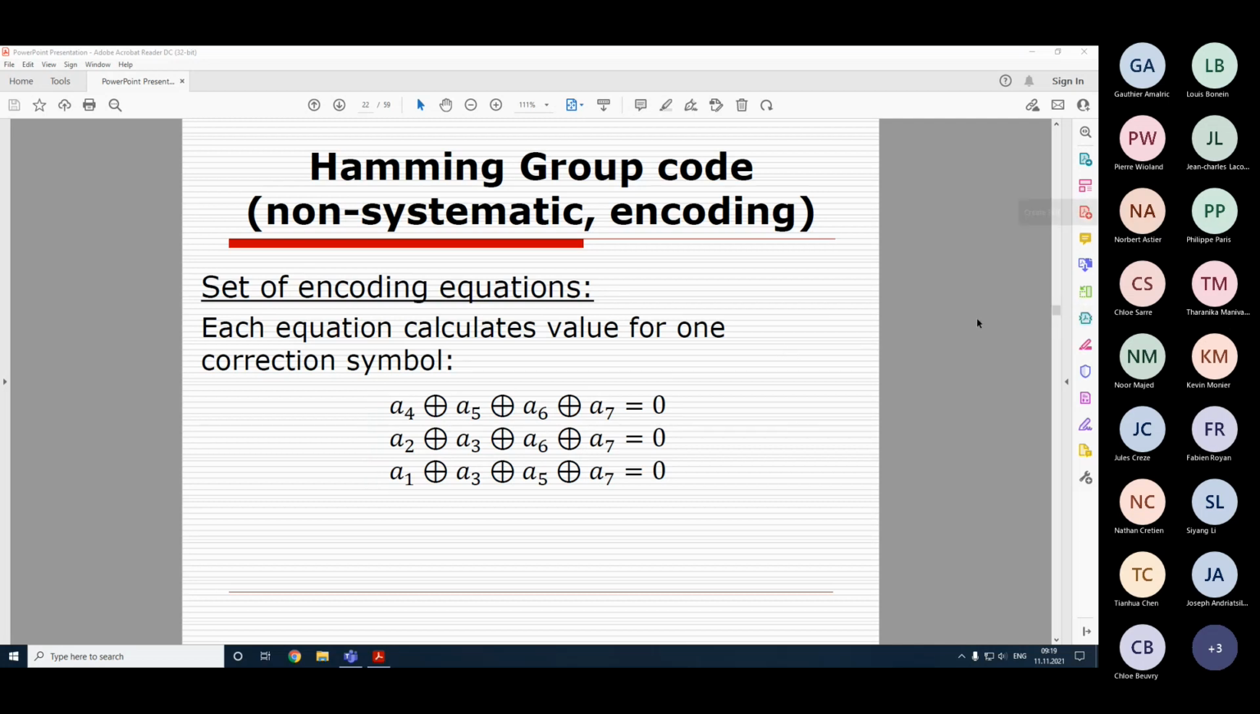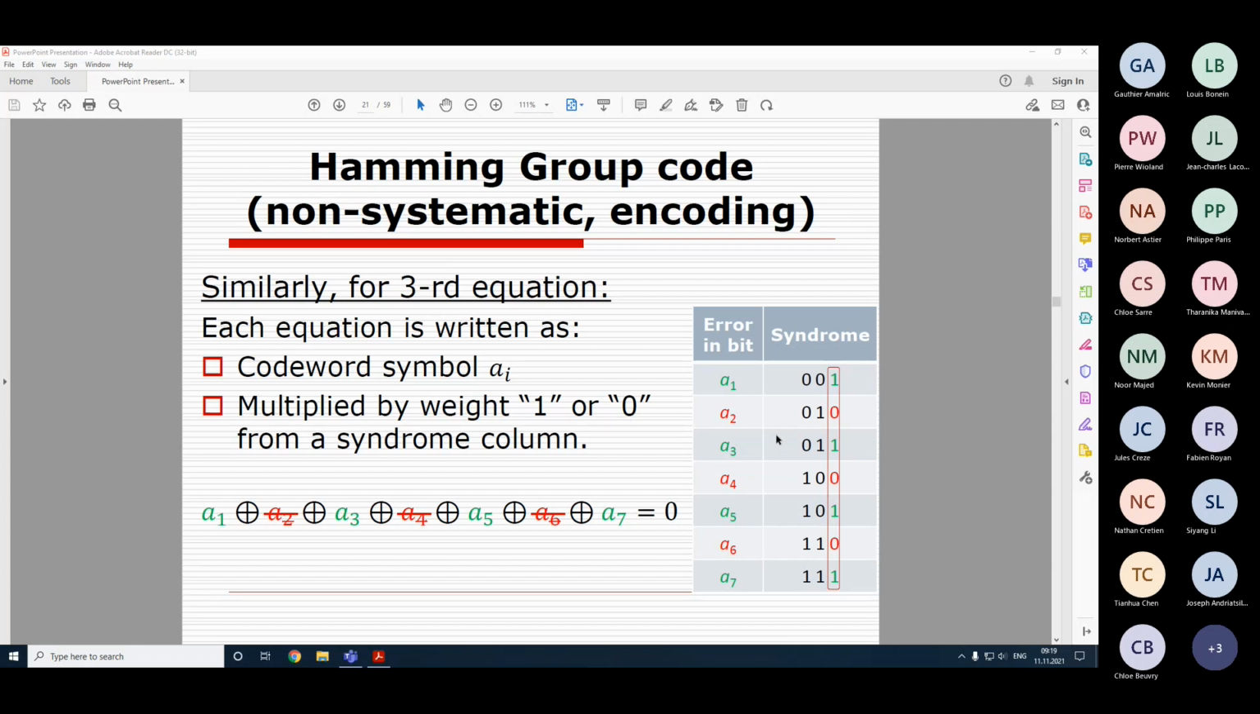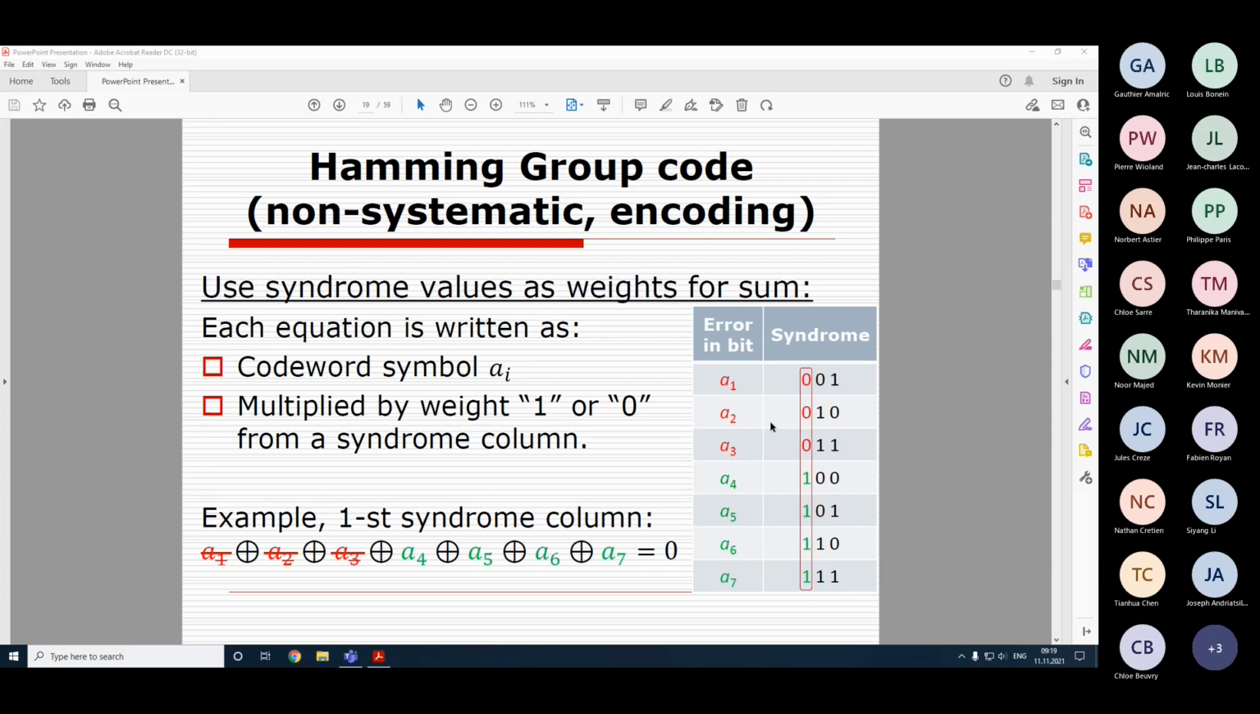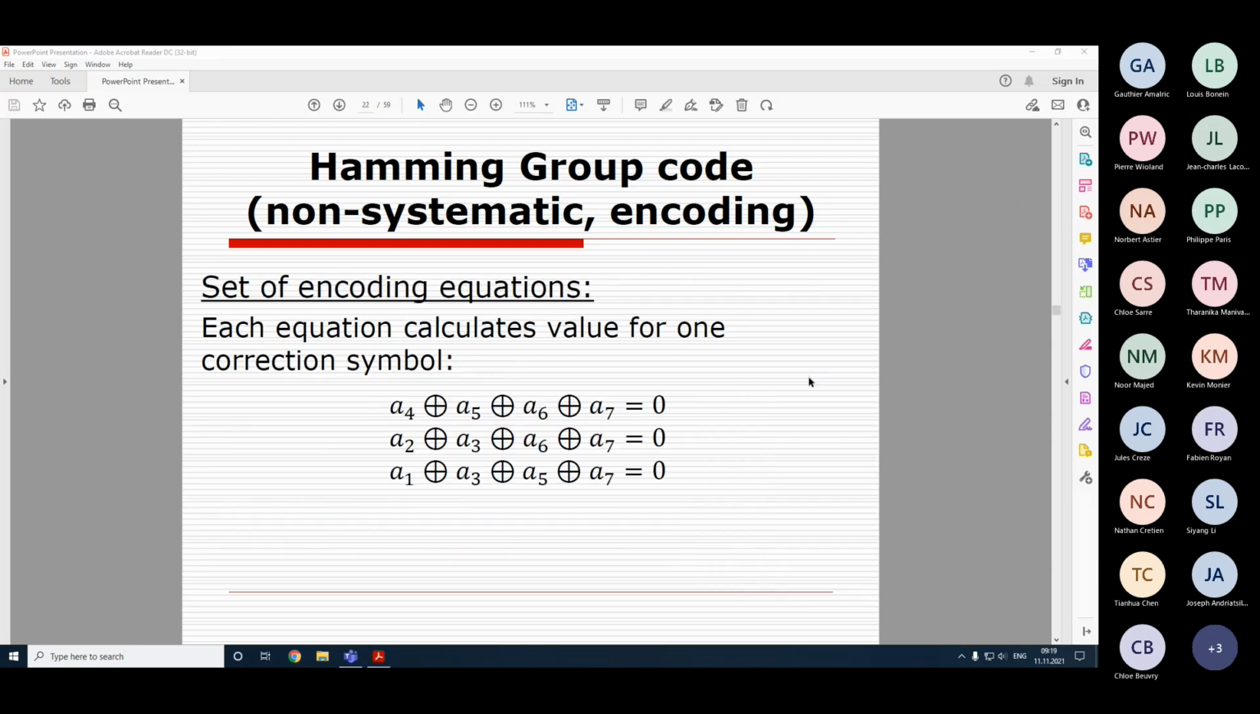And now comes the important part of why we choose as control symbols positions where we have powers of 2. Basically, because we need to find in each equation an element which is present only in this equation. So for the first equation, that would be A4, because we don't have A4 in the second equation, and we don't have A4 in the third equation. We cannot choose A5 because A5 is present here. We cannot choose A6 because A6 is also present here. And likewise, A7 is present in all three equations. We need to choose this symbol only which is present in a single equation.